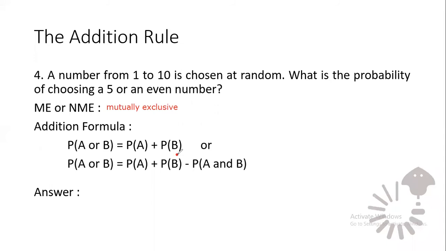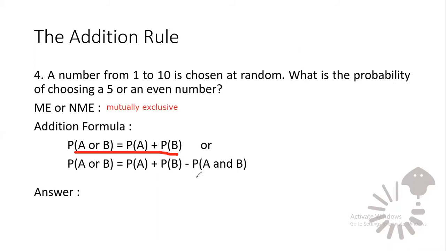First one po. Okay, the first formula. Mutually exclusive siya kasi, ang sabi natin, 1 to 10, ano yung chance na makuha natin is 5 or even number. So, either 5 yung makuha natin or even number siya. Walang chance na yung 5 ninyo is makaklasify na siya as even number. So, mutually exclusive siya.